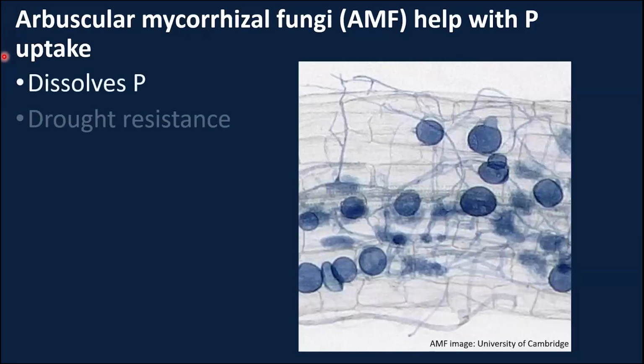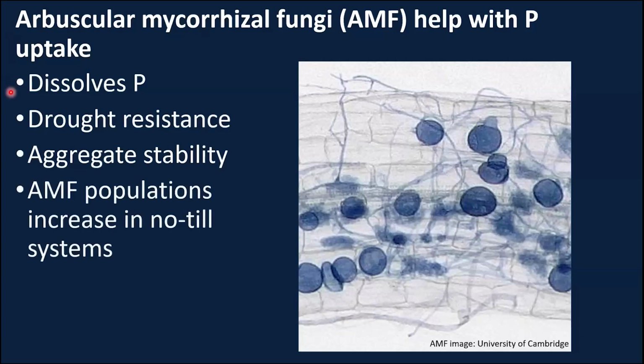Things that they help with are here. They dissolve phosphorus, they help with drought resistance, they're involved in aggregate stability. And this one right here is that those populations seem to be higher in no-till systems. And a lot of that is because these are mycorrhizal fungi. They reach out in the soil, but as they get cut off through tillage, then they have to grow back. So that takes more energy to do that. So these AMF populations are also helping to dissolve phosphorus.